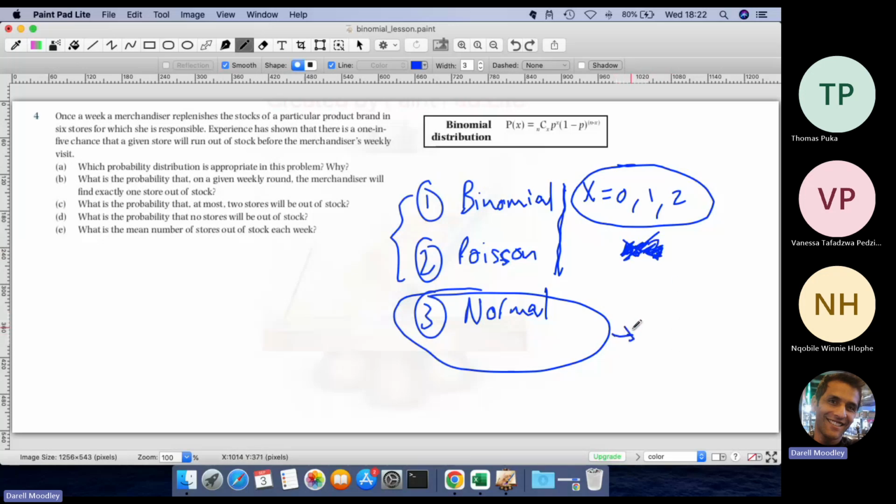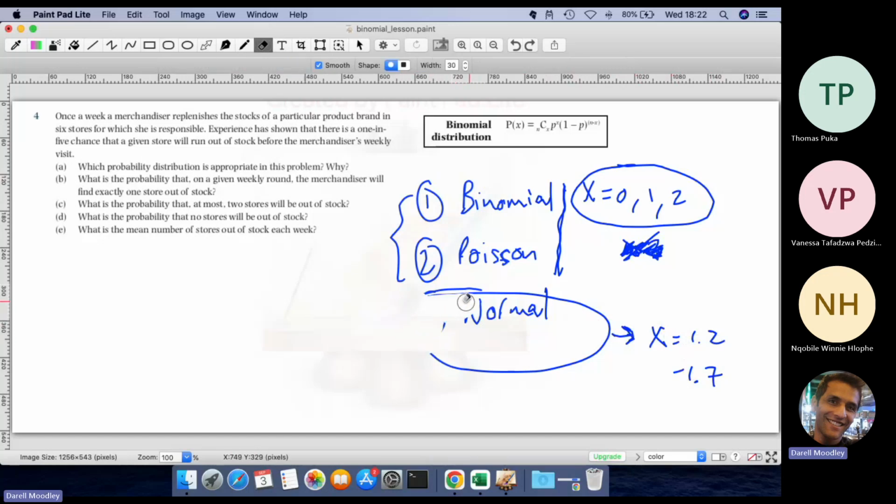This one does deal with continuous random variables. So here, your x value can be 1.2, it can even be minus 1.7, etc. That's the normal distribution, but we are going to cover that in the next session. So let's begin with the binomial distribution. Now, what is the binomial distribution all about?